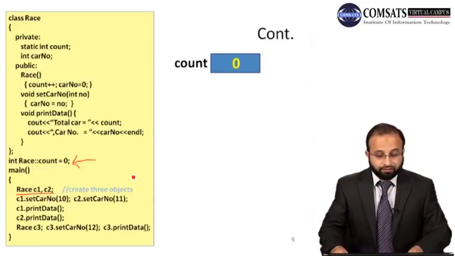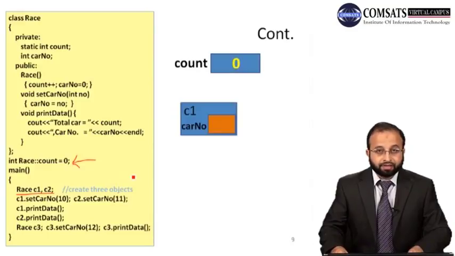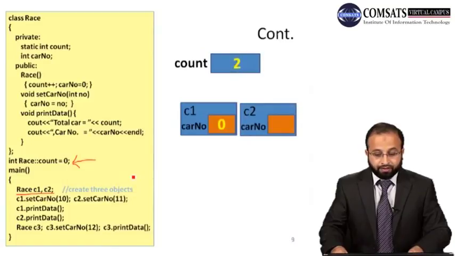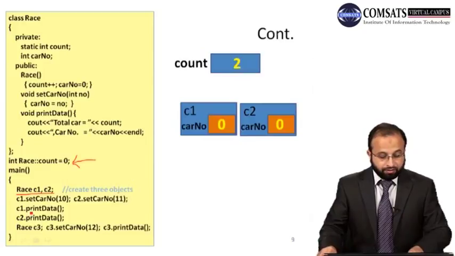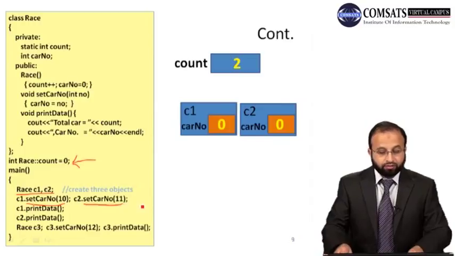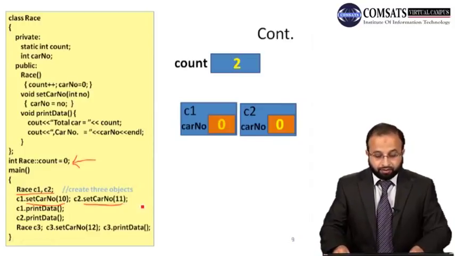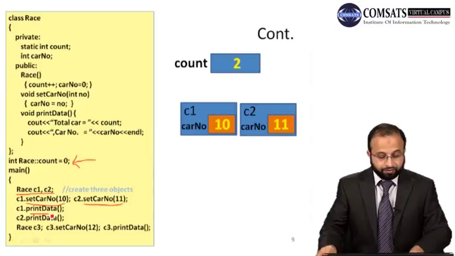This means that first the memory is allocated for C1, then it increments the count, it becomes 1, and then it assigns 0 to car number, right? And same is the case with C2. It increments the count and then assigns 0 to car number, and then we are setting the value of these two objects, that is C1 and C2, with 10 and 11. So the car number becomes 10, and for C2 car number becomes 11, and then we are printing the data.